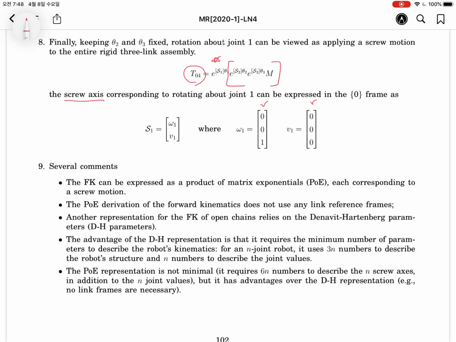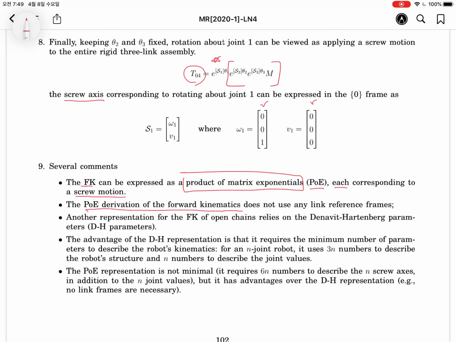Okay, let me read you several comments about the forward kinematics. Forward kinematics can be expressed as a product of matrix exponentials, in short, POE. This is the core of this chapter, each corresponding to a screw motion. The first step is to derive the screw axis, and then we take the matrix exponential. Then this matrix exponential will be applied as a pre-multiplication to the zero position.